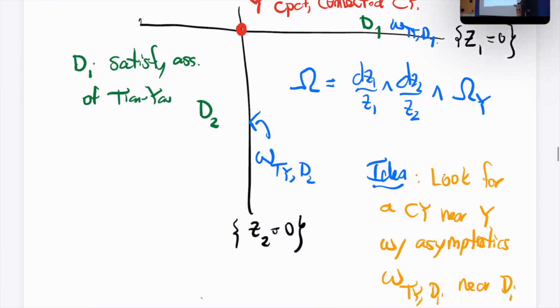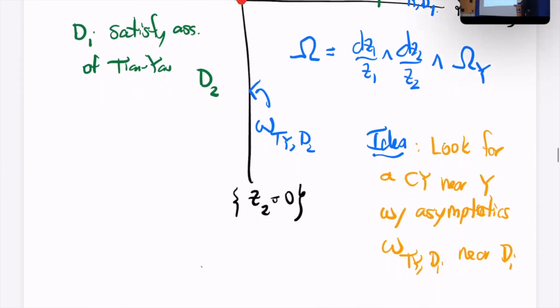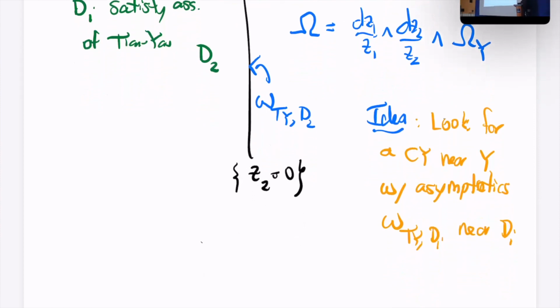Because this metric is supposed to be complete at D1 and D2, but the idea is that you should at least expect some sort of asymptotic expansion of your solution near D1 and D2, which contains as a leading order term in the metric behavior the Tian-Yau metric. Okay, so that's the rough idea.